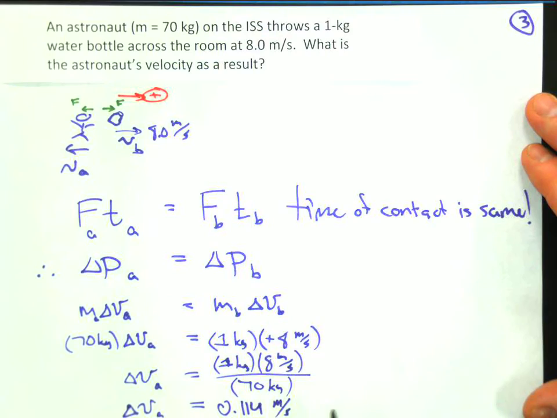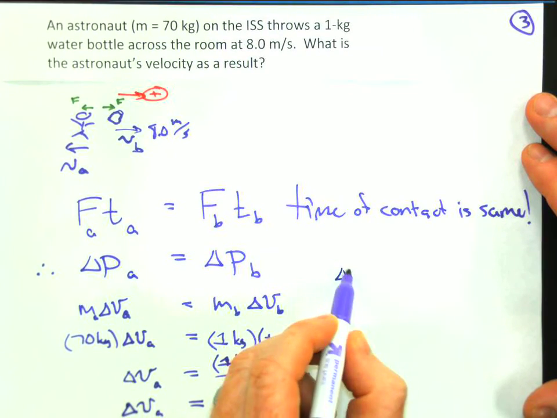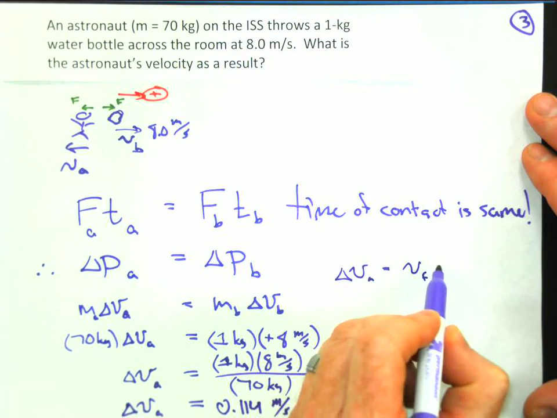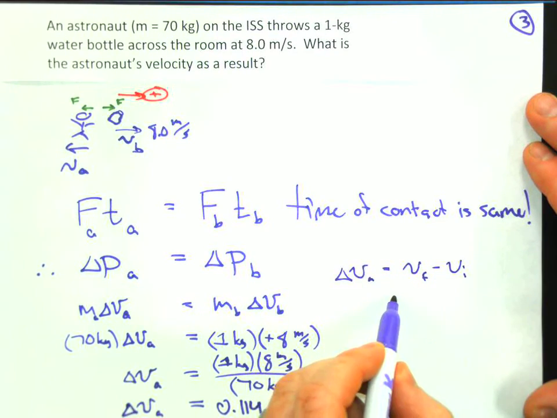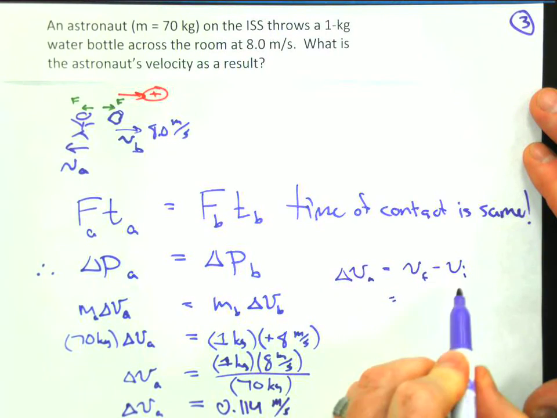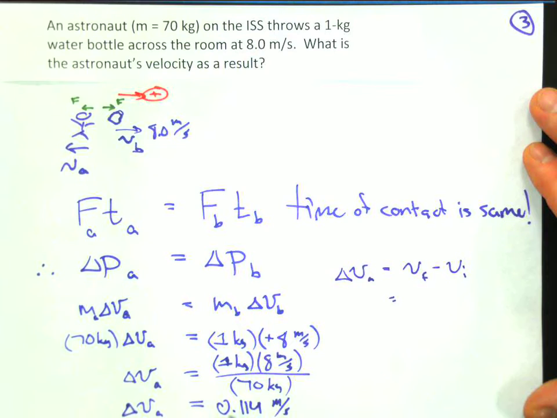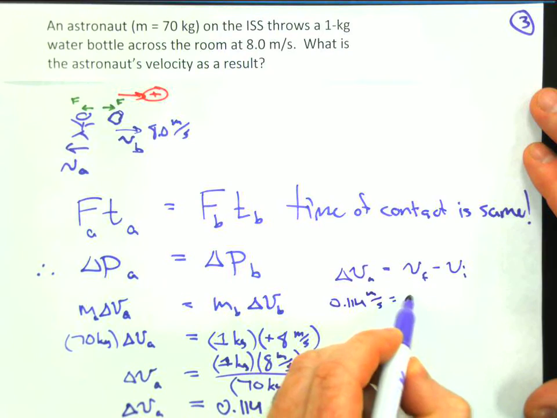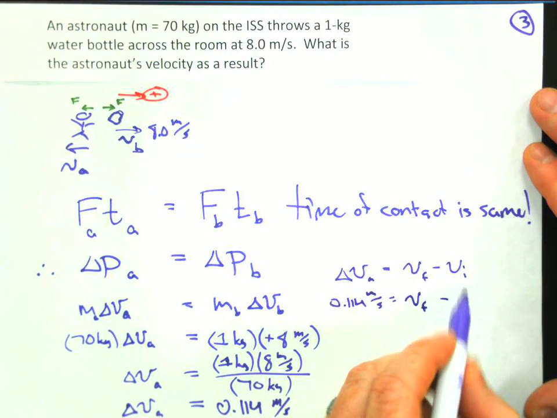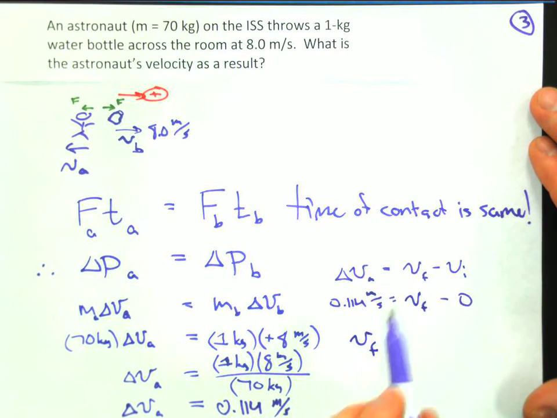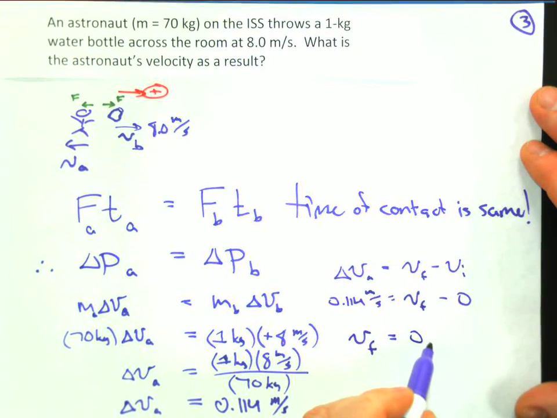So, with this change in velocity, a change in velocity of the astronaut is a final minus an initial. And so the final velocity is really the thing we're looking for. So now I have my initial is 0, and I know my change, 4 meters per second, and my final velocity is what I want, and my initial velocity was 0, and so from that I can find the final velocity, or the resulting velocity of the astronaut, and I simply get this.